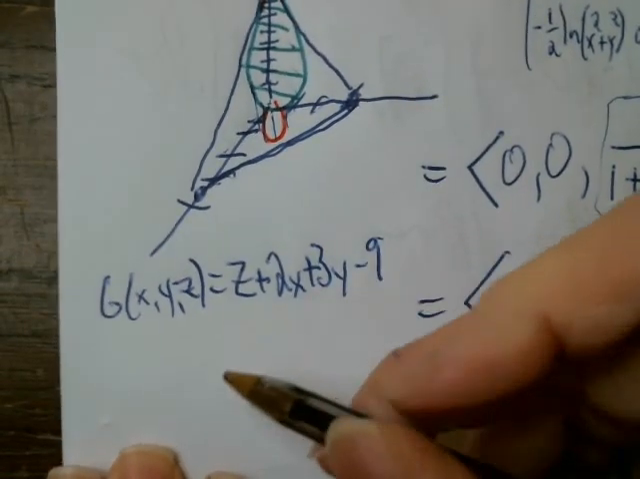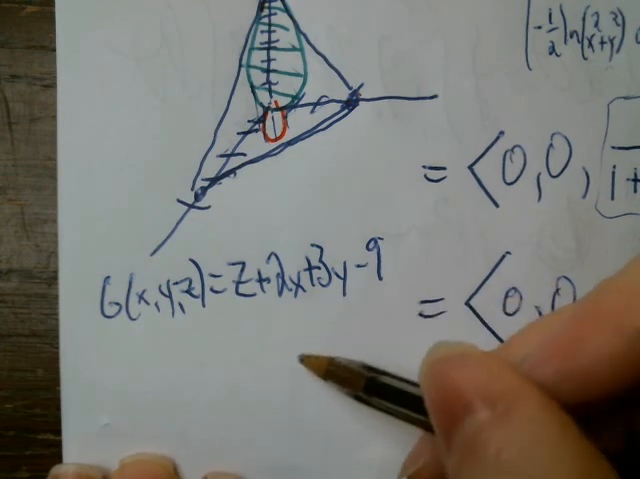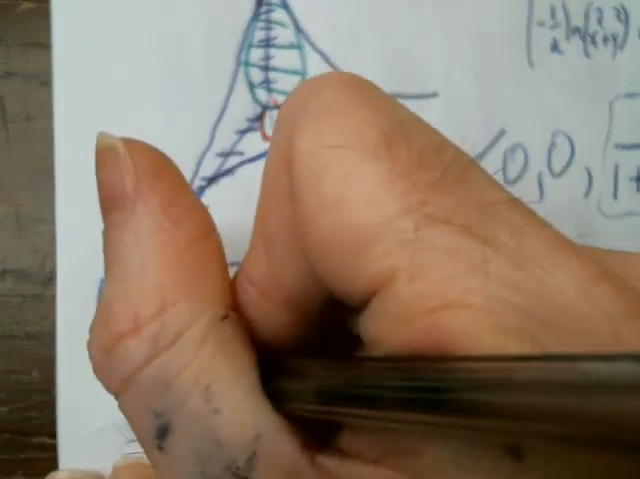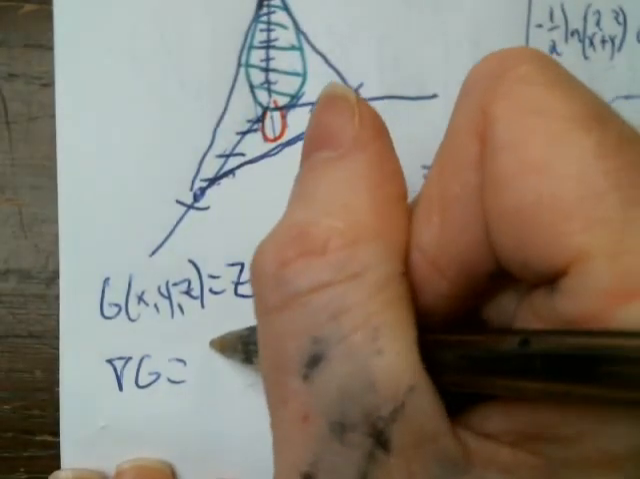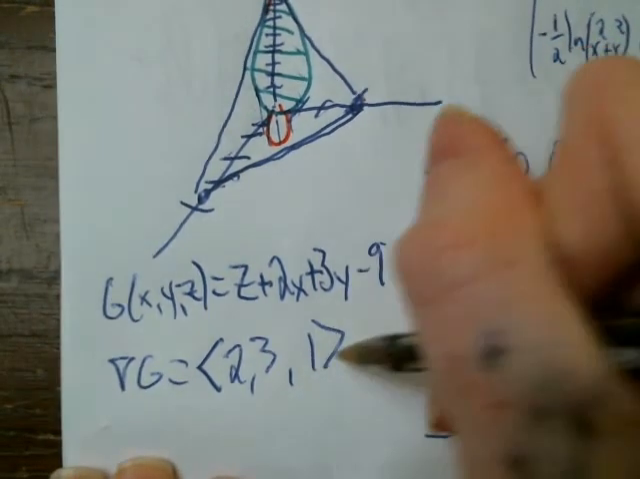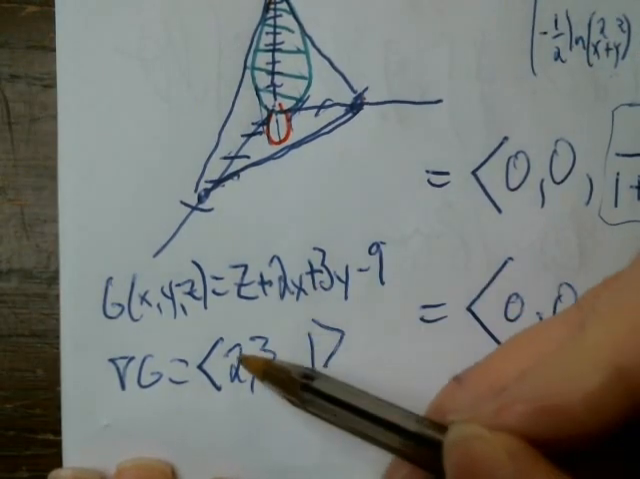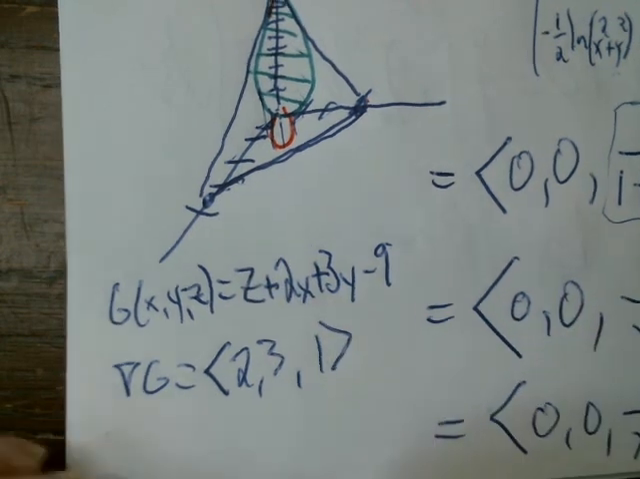Sorry, I went off the page again. Z plus 2x plus 3y minus 9. And then the gradient of that, which is going to serve as my normal vector, will be 2, comma 3, comma 1. With respect to x, it's just 2. With respect to y, it's just 3. With respect to z, 1.